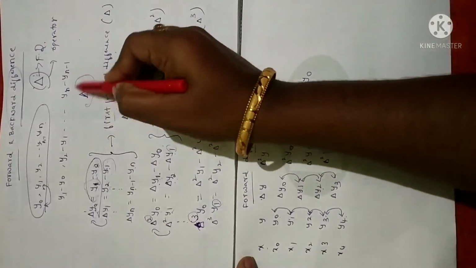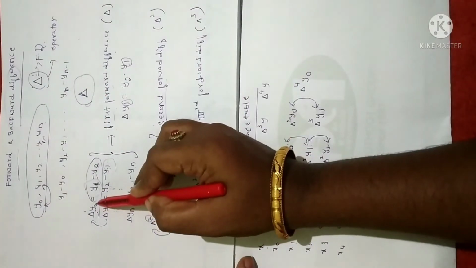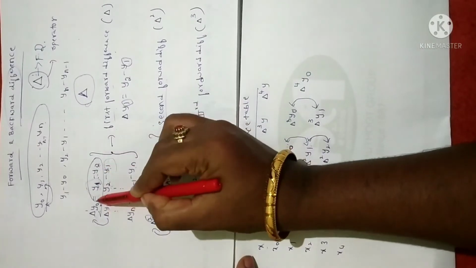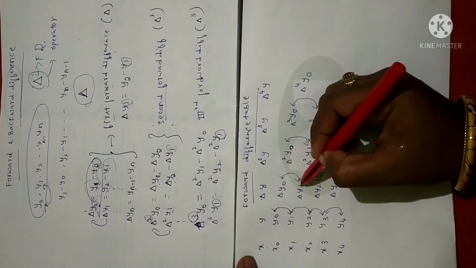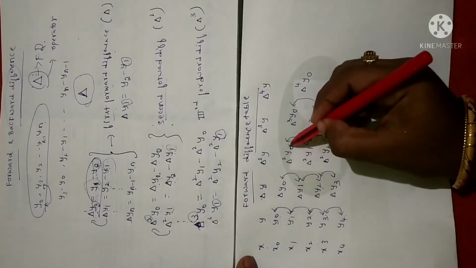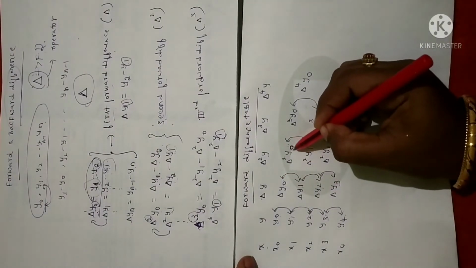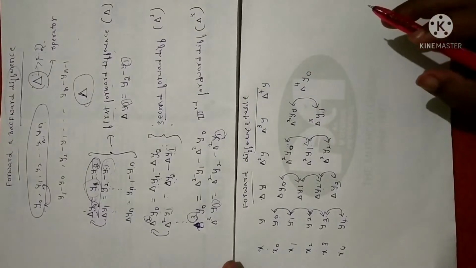Remember, delta is a forward difference operator. Delta y0 is none other than y1 minus y0. So the suffix here and here should be the same. Otherwise, just remember that if you are subtracting y1 and y0, you have to retain the smallest suffix here. Hope it is clear, right?